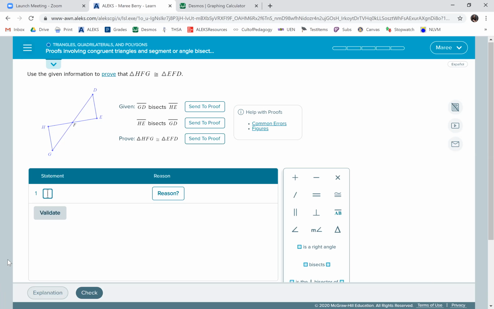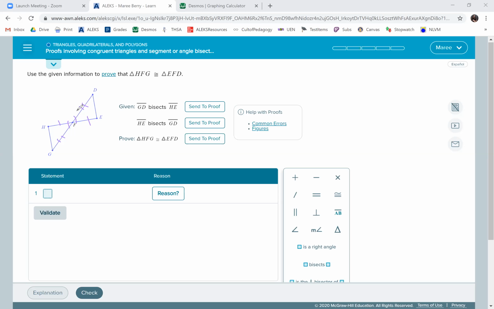So let's see, what are we given? GD bisects HE. Okay, so let's write down what we're given. GD bisects HE. Okay, so we know that these two are congruent. And then HE bisects GD. Okay, we know these two are congruent. Then we're going to show the vertical angle theorem. So can you see that these two triangles are going to be congruent by side, angle, side? Wait a minute, I didn't have to put 2 arcs. I could have just done 1.